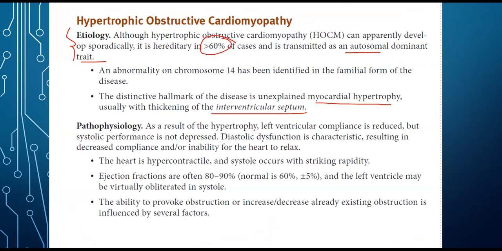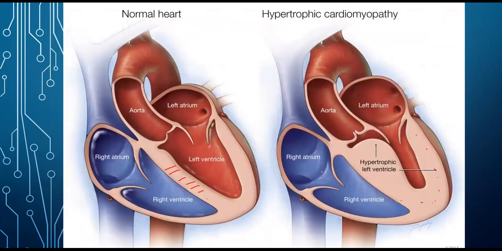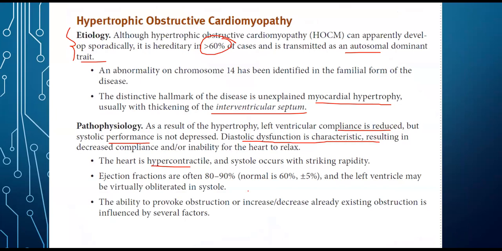Because of hypertrophy, left ventricular compliance is reduced, but systolic performance is not a problem. Diastolic dysfunction is characteristic, which will cause diastolic heart failure. Because the muscle is very strong, the heart can contract very easily, and sometimes the heart contracts more than usual. So you can get a very high ejection fraction in this patient, sometimes even 80 to 90%. Okay, so that's one of the other features you can get here.